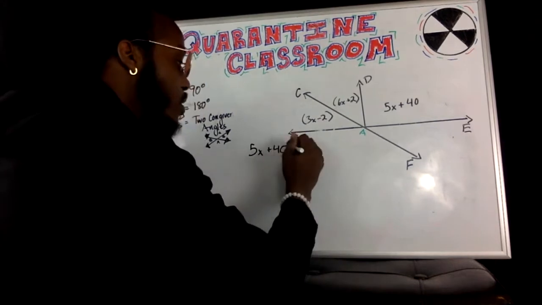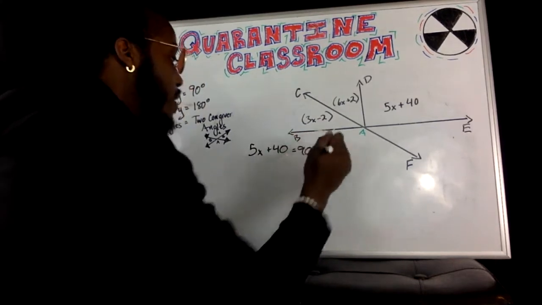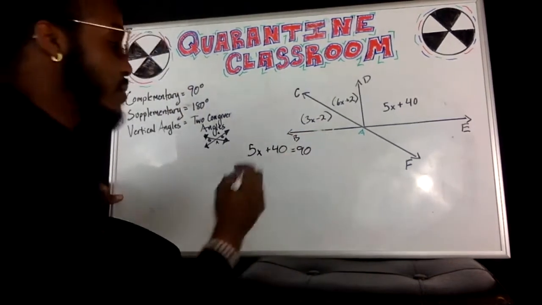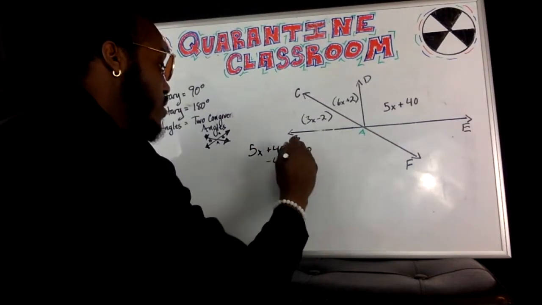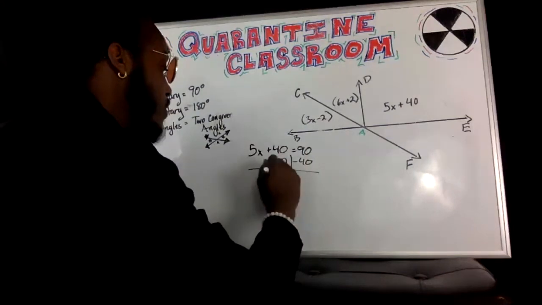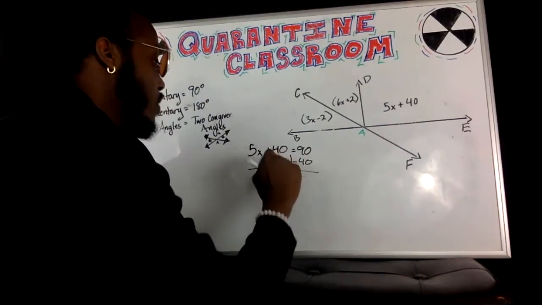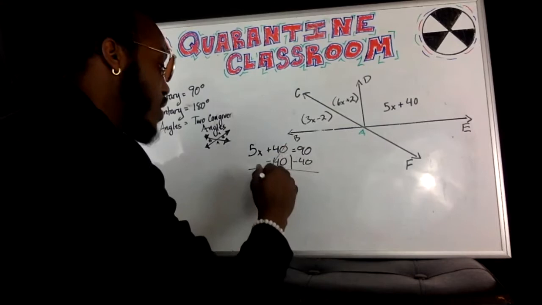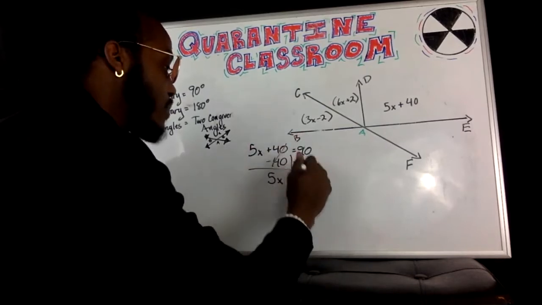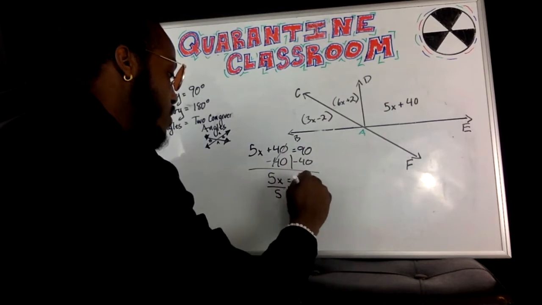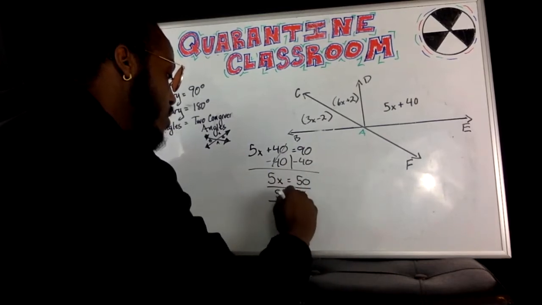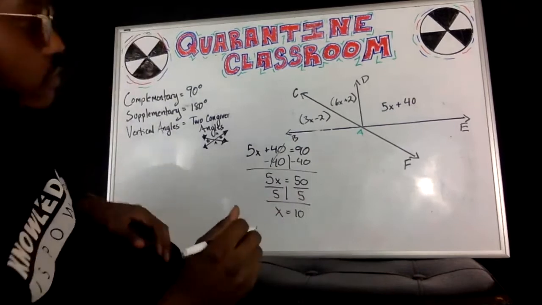So I'm going to say that 5x plus 40 equals 90. And then I'm going to find the value for x by getting rid of my constant first, and then getting rid of my coefficient. So when I subtract 40 on both sides, that cancels out. I now have 5x equals 90 minus 40, which is 50, divided by 5 on both sides. X equals 10. Cool.